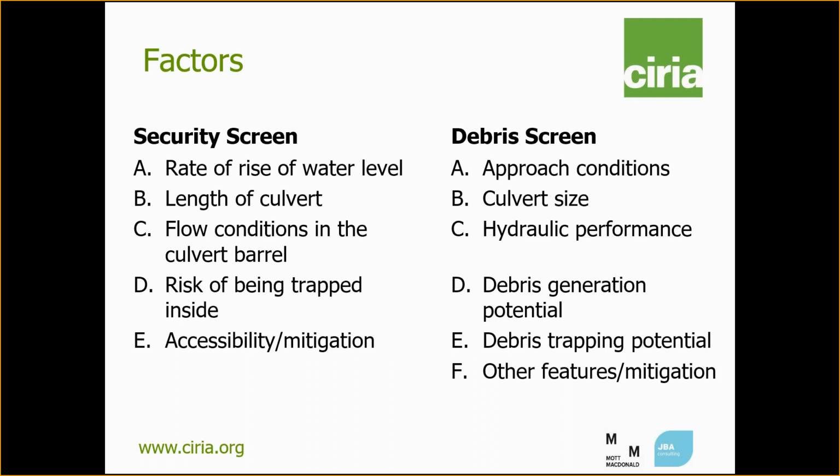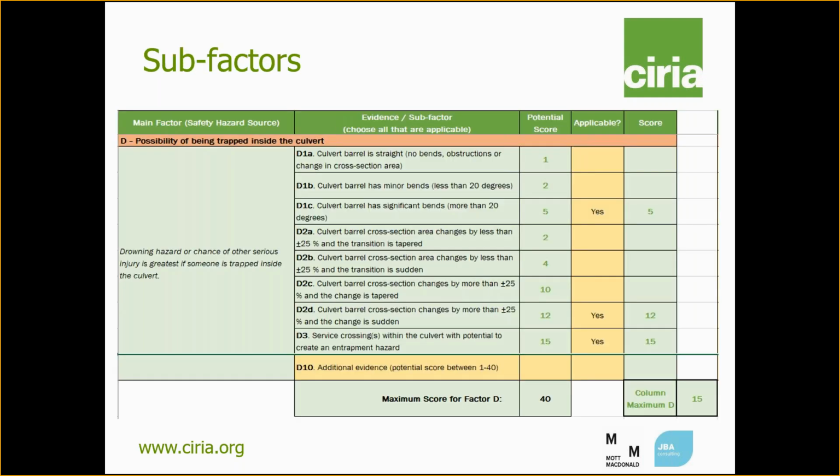And then for debris screen assessment, it's looking at the flow approach conditions to the culvert size, its hydraulic performance, the potential for debris generation upstream, the potential for debris to actually be trapped in the culvert, and then any other features. So to get a score for each of these factors, you basically talk through several questions that you need to answer. And there's only 3 answers, yes, no, or not applicable.